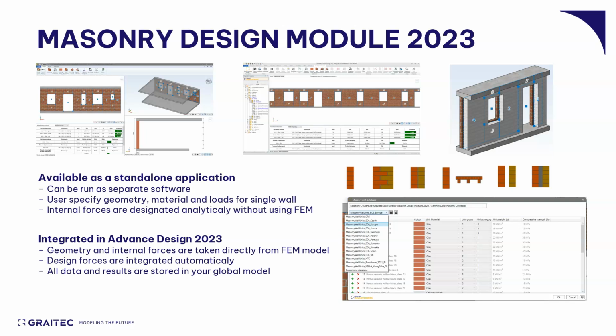As you can see, using this new masonry design module, you can design not only very simple single leaf walls, but also more complex walls when it comes to their structure. For example, cavity walls, double leaf walls, and so on. And also you can mix a variety of unit materials. So not only clay, but also aerated concrete, silicates, and so on.